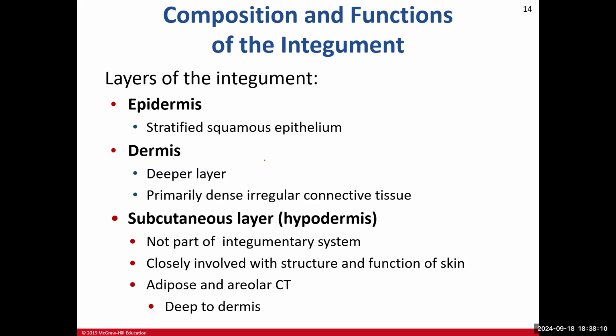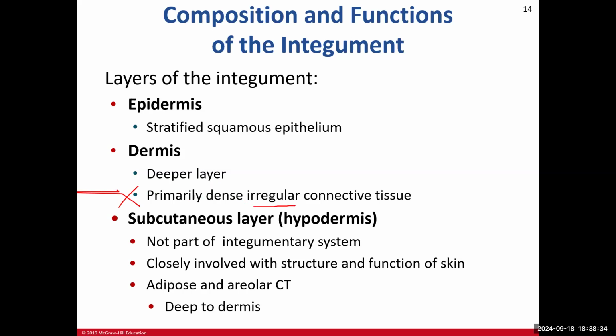All right, then we have the deeper layer, which is the dermis. And this is made up of two sublayers, and we'll talk about that again. But a lot of connective tissue there, but keep in mind, the main type of connective tissue is dense irregular connective tissue. You have areolar connective tissue in there too, but dense irregular is way more.